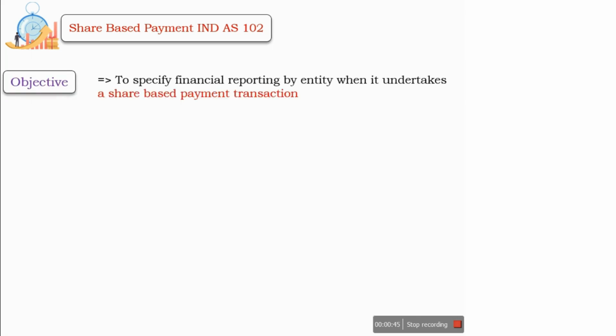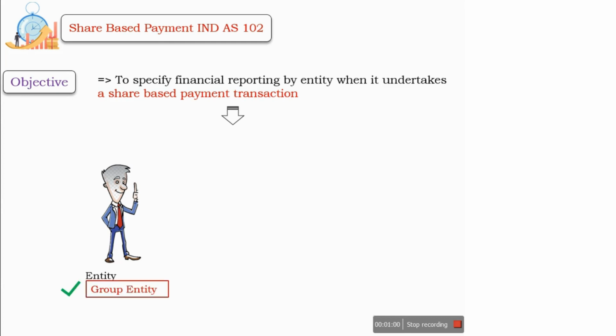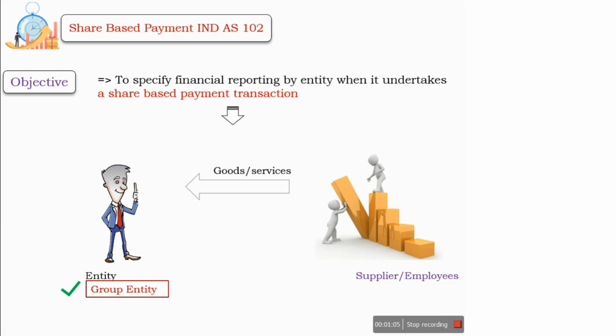IND AS 102 deals with these transactions, and the objective is to specify financial reporting by an entity when it undertakes share-based payment transactions. A share-based payment transaction is when an entity or group entity receives goods and services from its suppliers or employees, and in return there is an arrangement to settle the liability by a share-based payment arrangement.